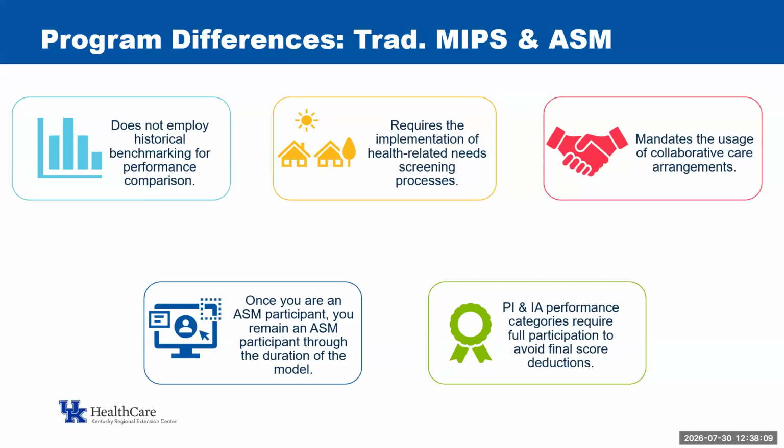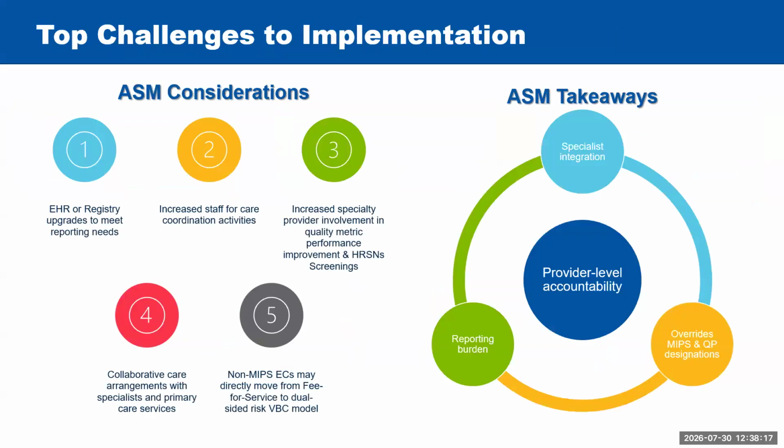So as we talk about these differences, let's shift into talking about some of the challenges our organizations may be facing. As we think about implementation, I believe this is where organizations will spend most of their time and resources. The model on paper is relatively straightforward, but operationally, there's going to be a lot of work to be done. First, organizations are likely to need EHR or registry upgrades to meet reporting requirements. Many specialty practices are not currently capturing all the data elements necessary for quality reporting, health-related needs screenings, or those care coordination workflows. Organizations will need to evaluate whether their existing technology can support ASM requirements or whether additional registry solutions, reporting tools, or EHR enhancements are going to be necessary.